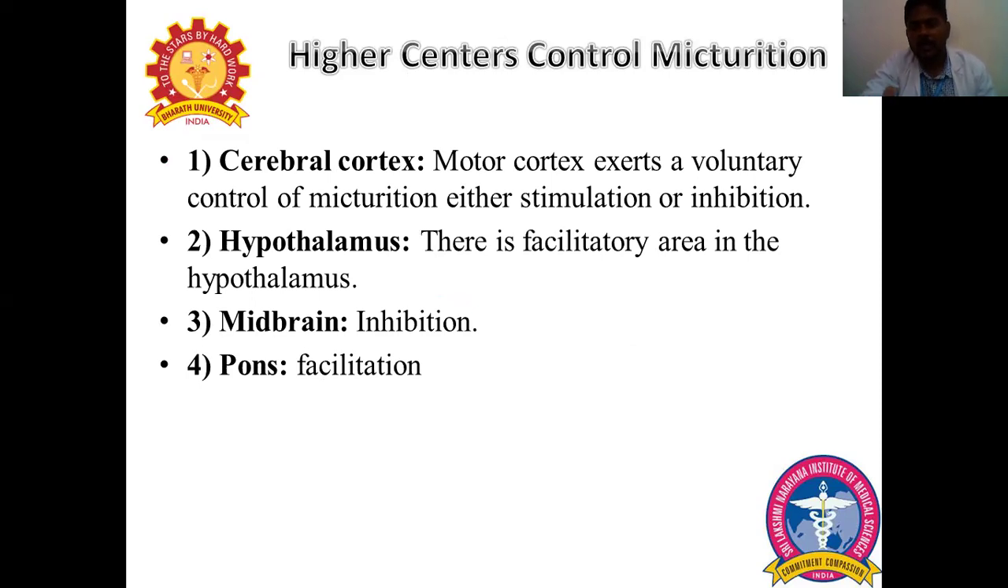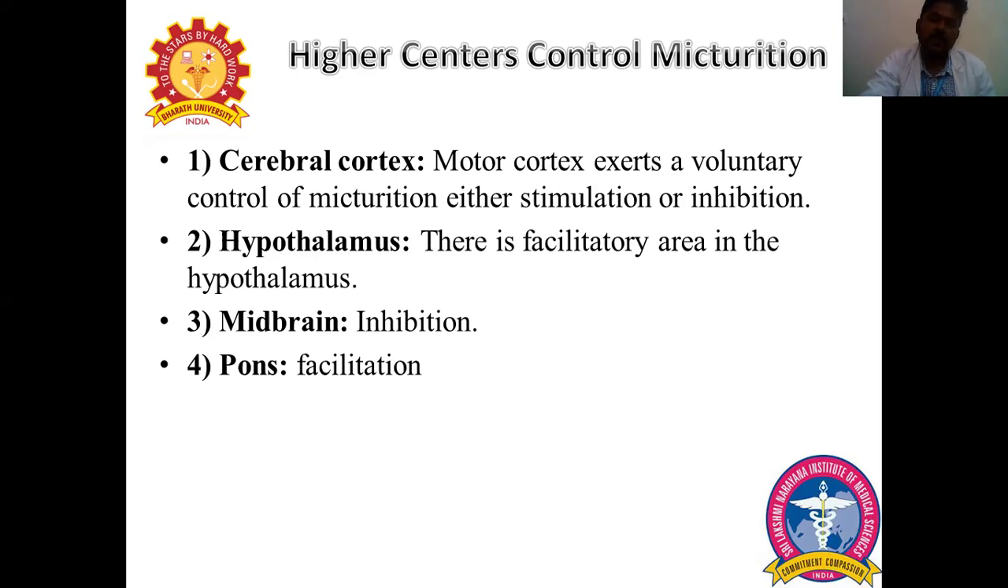When you're sitting in a classroom or in a meeting, even though the micturition reflex has started, you cannot urinate, right? So what will happen now? The inhibitory center, that is your midbrain, will inhibit it by stimulating the pudendal nerve. The pudendal nerve will cause closure of the external sphincter, and the micturition will be stopped.